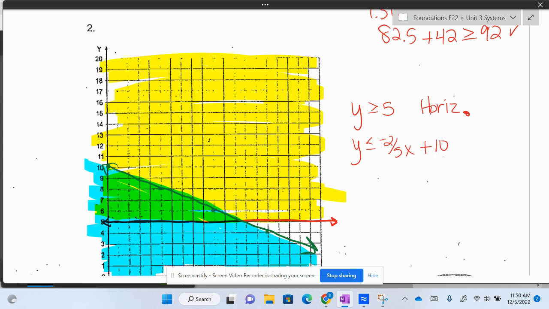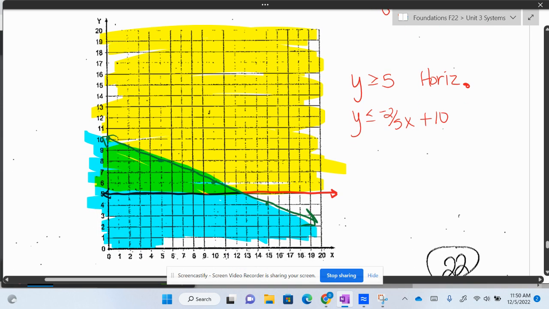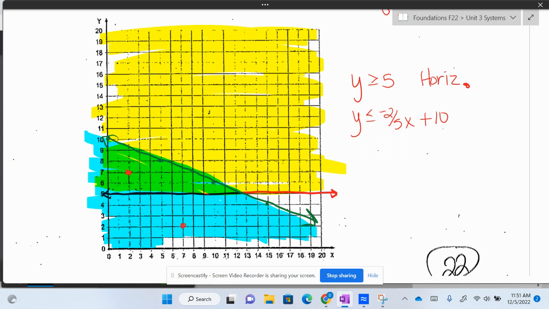One. 7, 2. Is that what you said? So 7, 2 is right here. That's not in the green area. Oh, 2, 7. Okay, that is in the green area. So the ordered pair 2, comma 7. Remember, that's my x and my y.